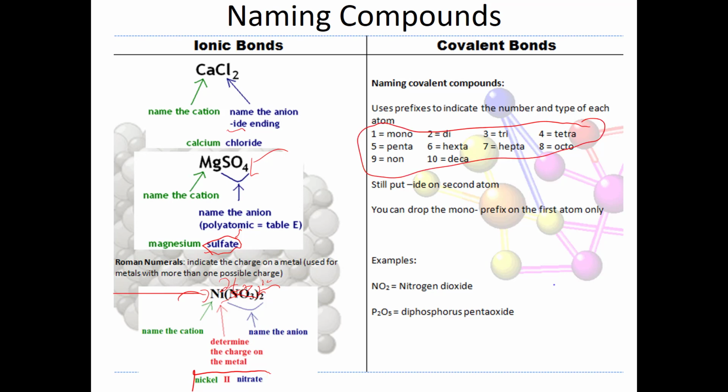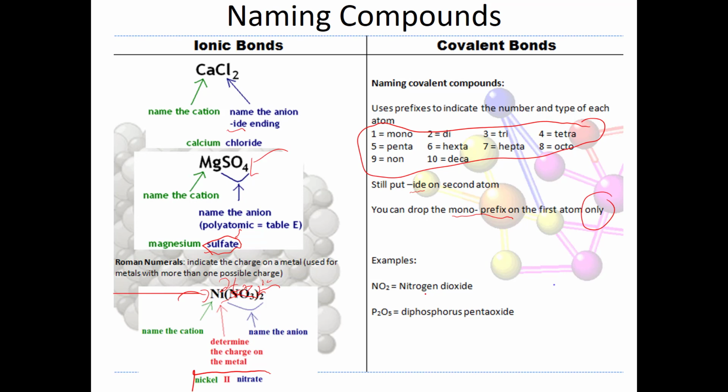The quantities make this much easier. Students usually don't struggle so much with covalent bonds. So what you're going to do is name the first one, name the second one, make sure the prefixes are equated towards the quantities, and change the ending on the second atom to -ide. You can drop the mono prefix on the first atom only, if that is indeed the case.